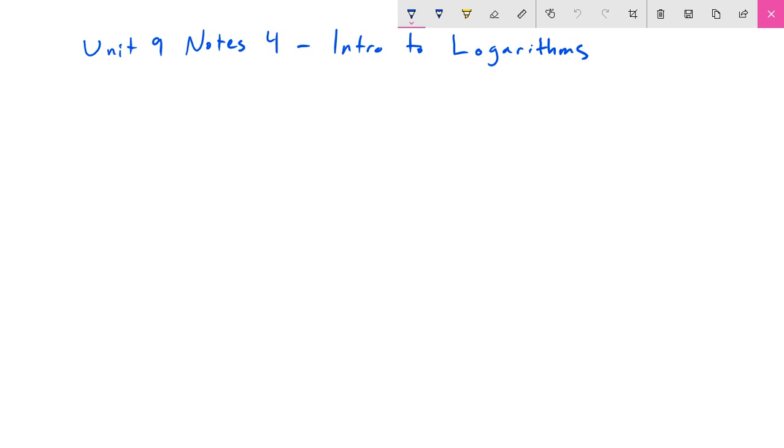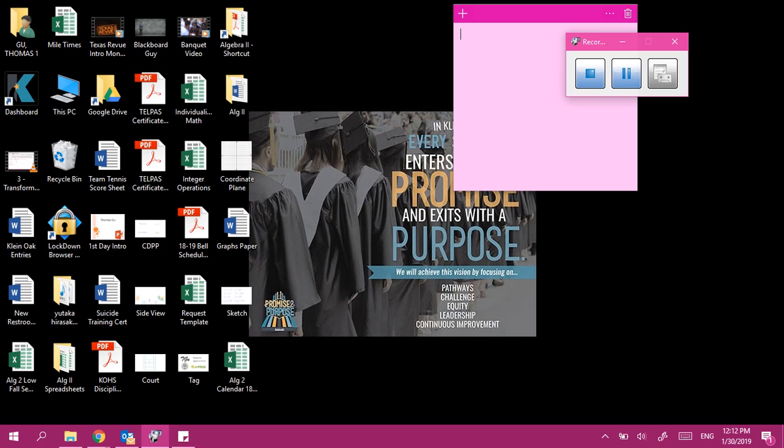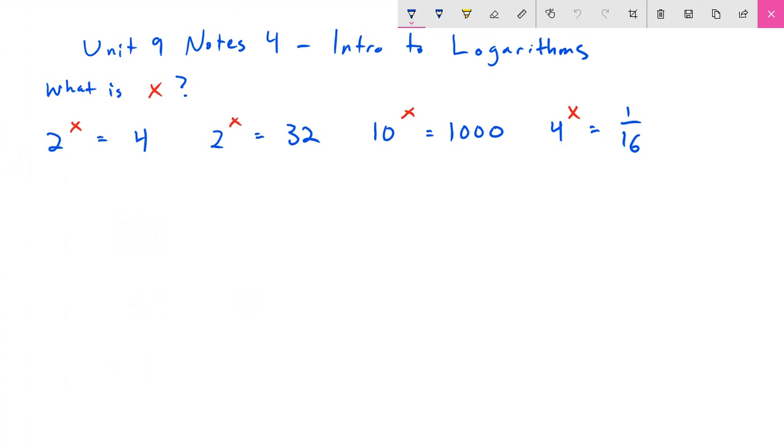This is Unit 9, Notes number 4. Today we're going to be doing Intro to Logarithms. So write this down, guys. If you want to title your notes, write it down. Otherwise, it's not going to be there.